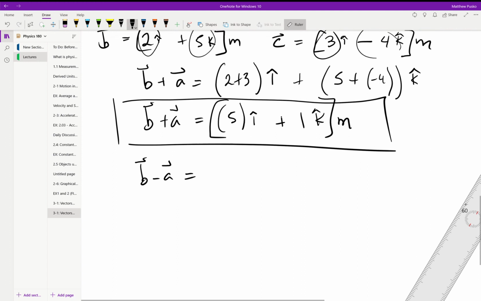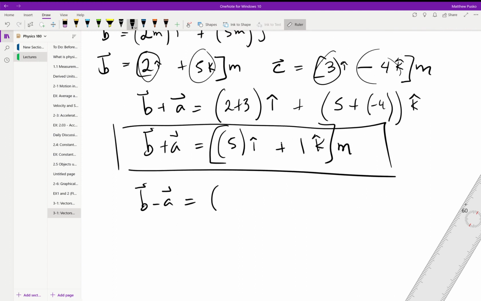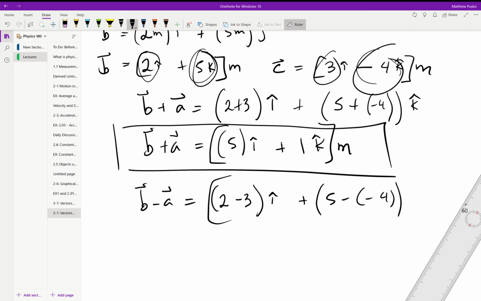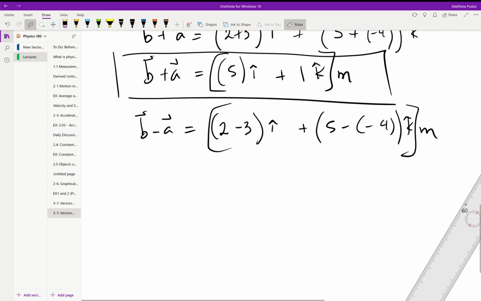How would I subtract them? Well, same thing, except it would be a 2 minus 3, plus a 5 minus a minus 4, all in meters. And this would be in the k direction.